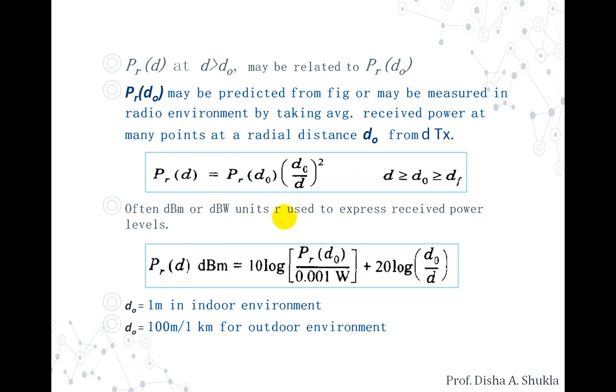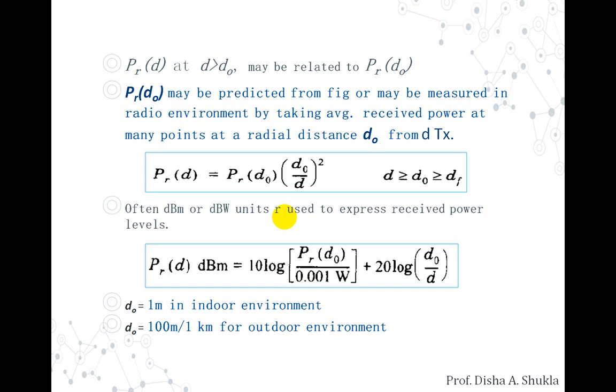Now the power at the receiving antenna is a function of distance. At d greater than the close-in distance d0, it can be related to PR of d0. PR of d0 can be predicted from the figure, or it can be measured in the radio environment by taking the average received power at many points at a radial distance d0 from the transmitter. So PR of d is equal to PR of d0 into d0 square upon d square, where d is greater than or equal to d0, which is greater than or equal to df.